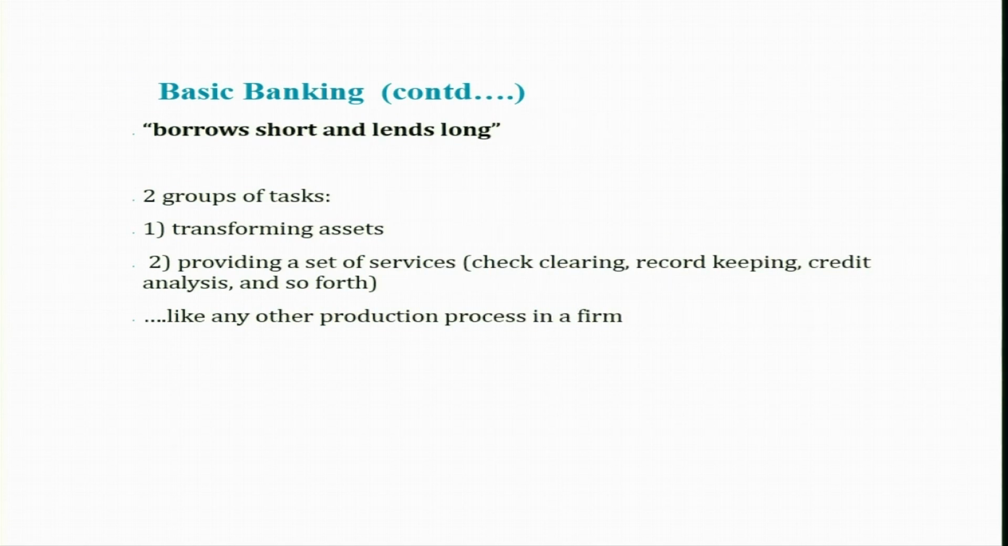To summarize, a bank does mainly two groups of tasks. One is transforming assets, which we discussed, and the second is providing a set of services including check clearing, record keeping, credit analysis and so forth. In this way you can see that a bank is also like any other production process, the way firms engage in it.